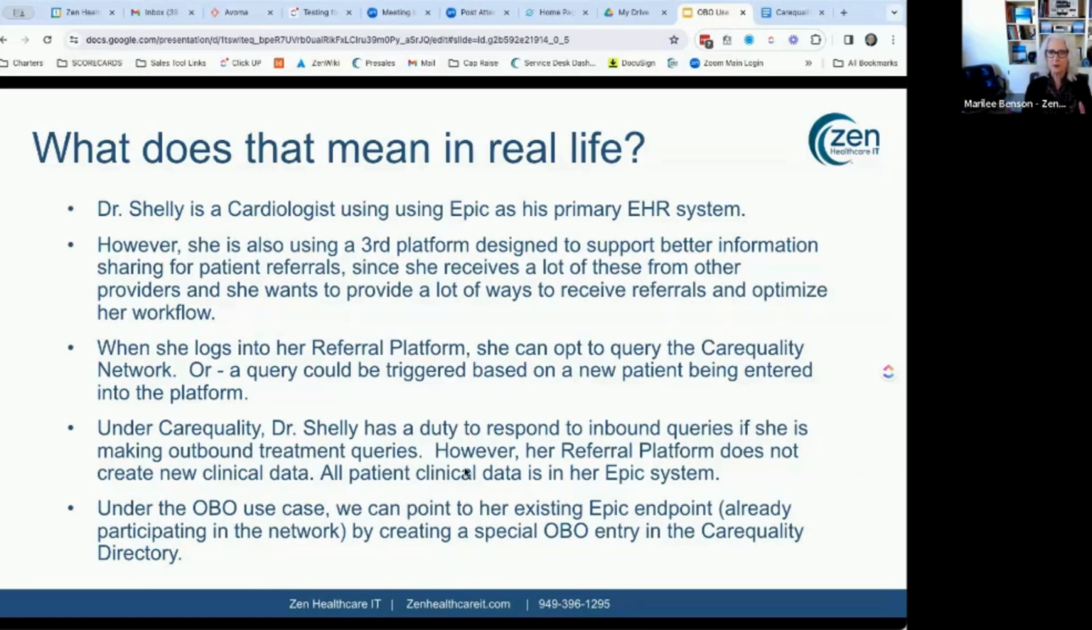I am using two systems. One is where all my clinical data lives, where I document my patient visits. I'm using this other system to enhance my practice, but I'm not creating new clinical data there. In the scenario we just walked through, I'm using it to enhance my ability to make sure I have a full history or view of the patient. So under OBO, she is within compliance. She can initiate out of one system, and she can respond using her Epic endpoint that already exists on the network.